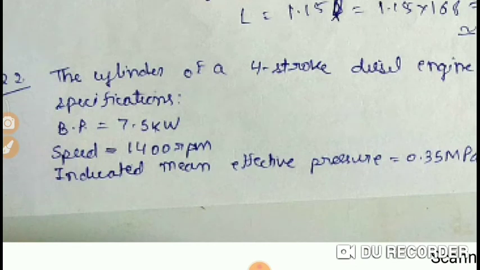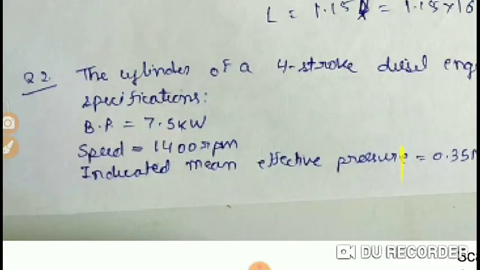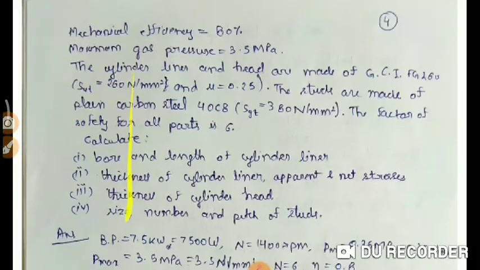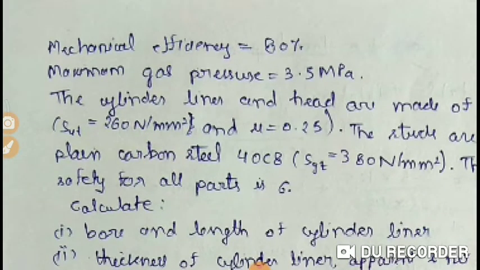Now this is the second problem. Here we have data. Again, like this, data will be given for you. The cylinder of a 4-stroke diesel engine has the following specifications like this. Brake power is given, speed is given, indicated mean effective pressure is given, and other data is given. Mechanical efficiency, minimum gas and maximum gas pressure is given.